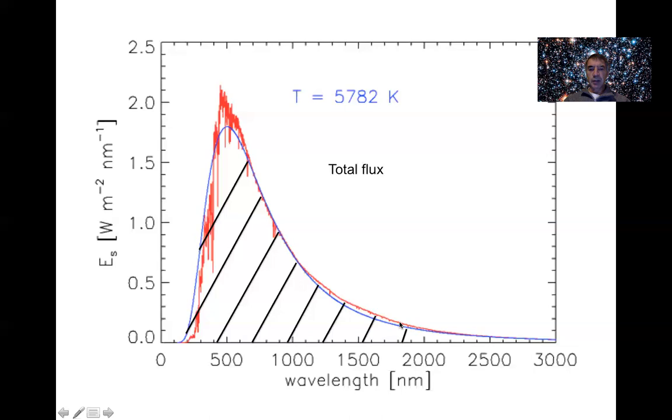In practical terms, you could measure lots of monochromatic fluxes at different wavelengths using different color filters, and then you could either put a curve through here and get the area, or you could just interpolate and add up all the area that way. That would give you the total flux.